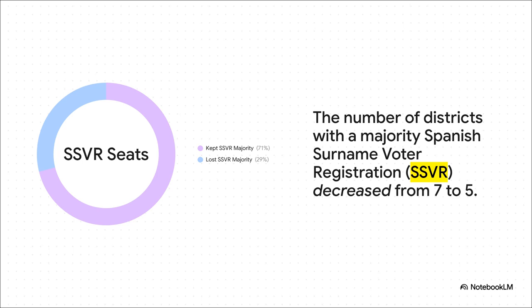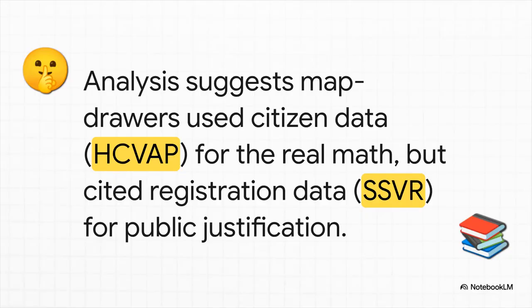So why do these two different metrics tell two different stories? This difference is at the heart of the report's most provocative claim, that the map drawers were essentially using 2 sets of books. The argument is that they used the citizen data, the HCVAP, for the real work, for engineering the districts to control the outcomes. But for public consumption or for legal challenges, they could point to the voter registration data, the SSVR, to defend their map. It's a pretty stunning allegation of a statistical bait and switch.